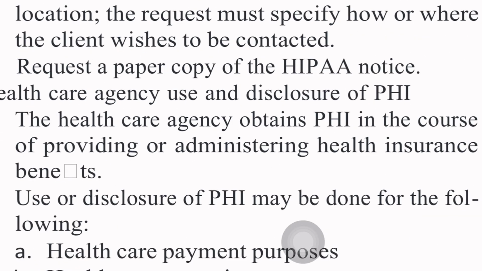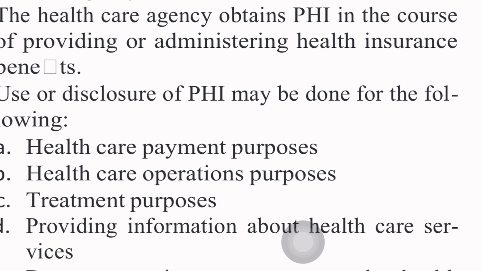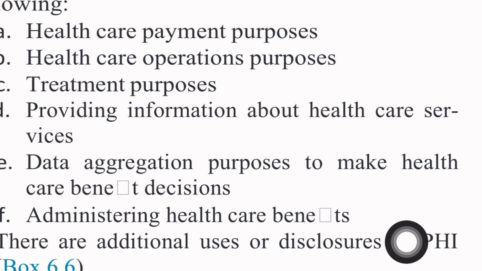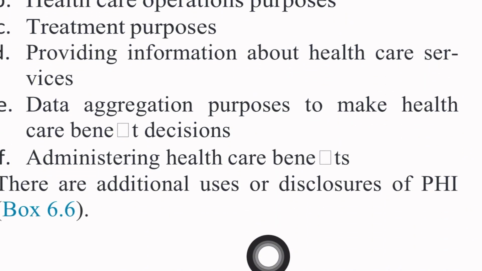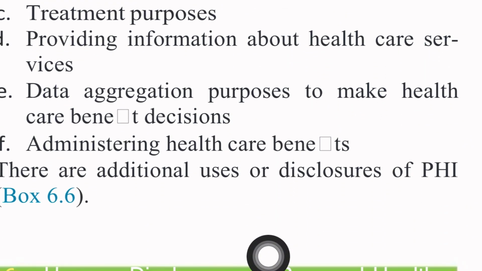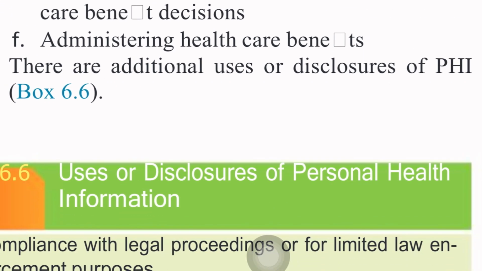Number 1, the healthcare agency obtains PHI in the course of providing or administering health insurance benefits. Use or disclosure of PHI may be done for the following. Number 1, healthcare payment purposes. B, healthcare operations purposes. C, treatment purposes. D, providing information about healthcare services. E, data aggregation purposes to make healthcare benefit decisions. F, administering healthcare benefits. There are additional uses or disclosures of PHI in box 6.6. So let's read and see box 6.6.